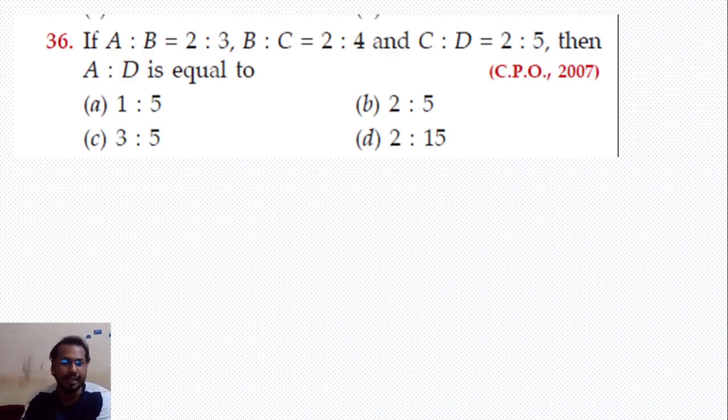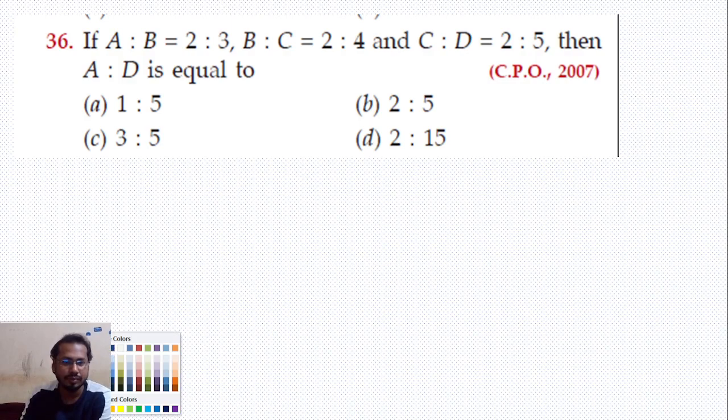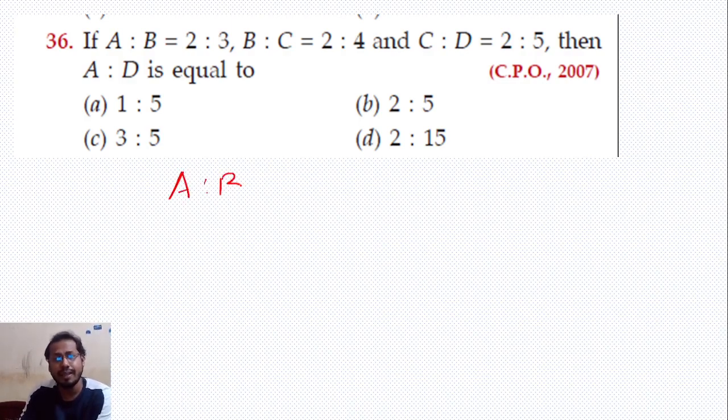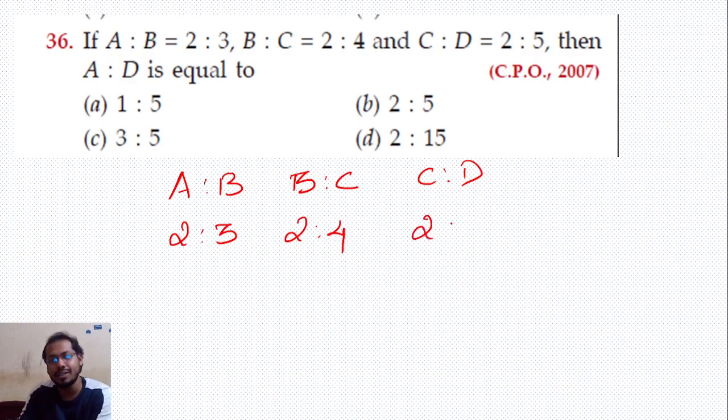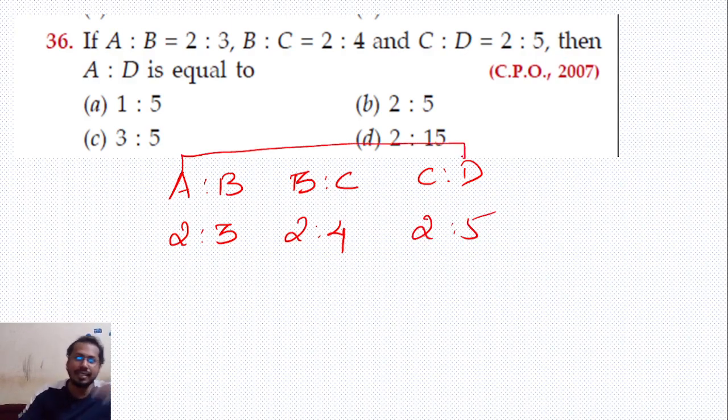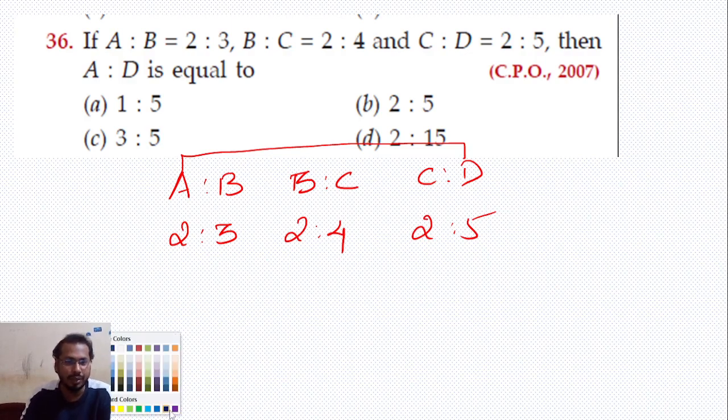A is to B is 2 is to 3. Then B is to C is 2 is to 4. C is to D is 2 is to 5. Then A is to D is what? Whenever they are asking the end values, that means this end and that end. So whenever they ask this end and that end, if they are asking B is to C, B is to D means totally different. Okay, when they are asking the end of these values, we can do one thing easily.